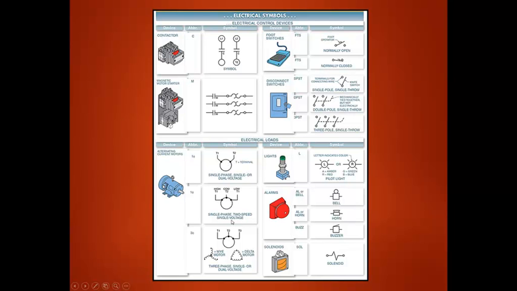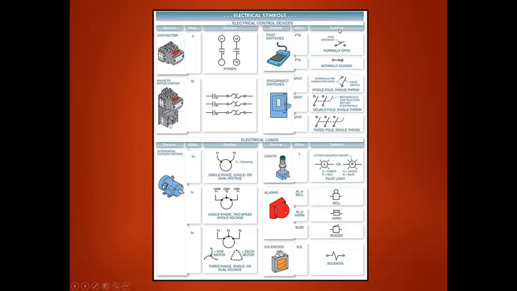If it's single phase, 2-speed, single voltage, you have high speed, low speed, and a common. That's how this is represented. If you have a 3-phase, single or dual voltage, Y connected or delta connected motor, it's always represented this way on a schematic diagram: a circle with 3 lines coming out at T1, T2, and T3.